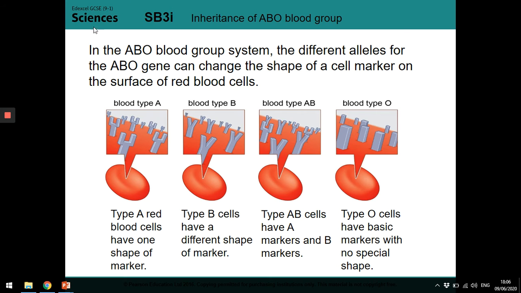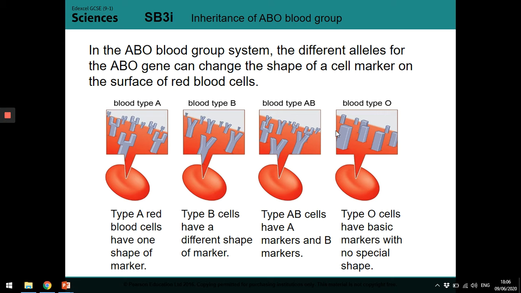So looking at the antigens, blood group A has a certain type of antigen. We represent this in this model as a U-shaped protein on the outside of the cell. Blood group B has a V-shaped protein on the outside of the cell. Blood group AB has both, because we said it's codominant, so it'll have both the A and the B antigens on the outside. You can see these U-shaped ones and the V-shaped ones. So that gives you codominance. And then blood group O doesn't actually have any of these antigens on the outside.